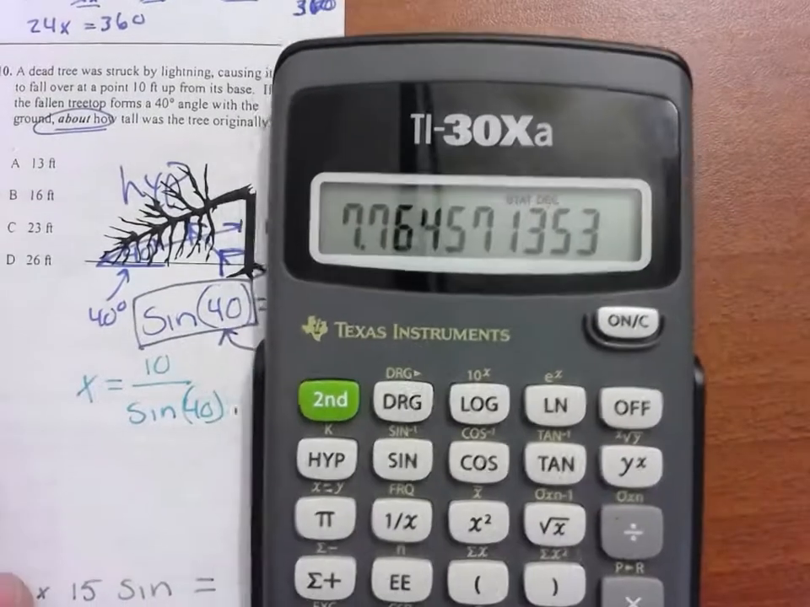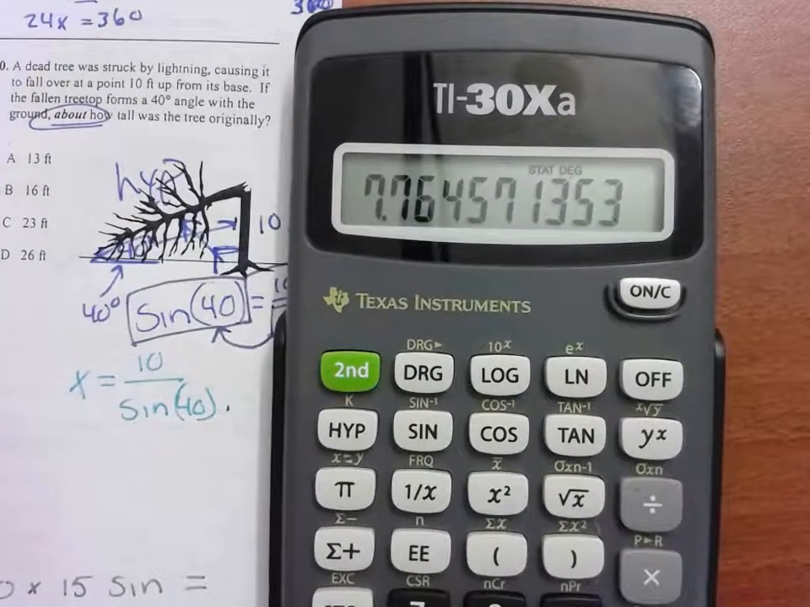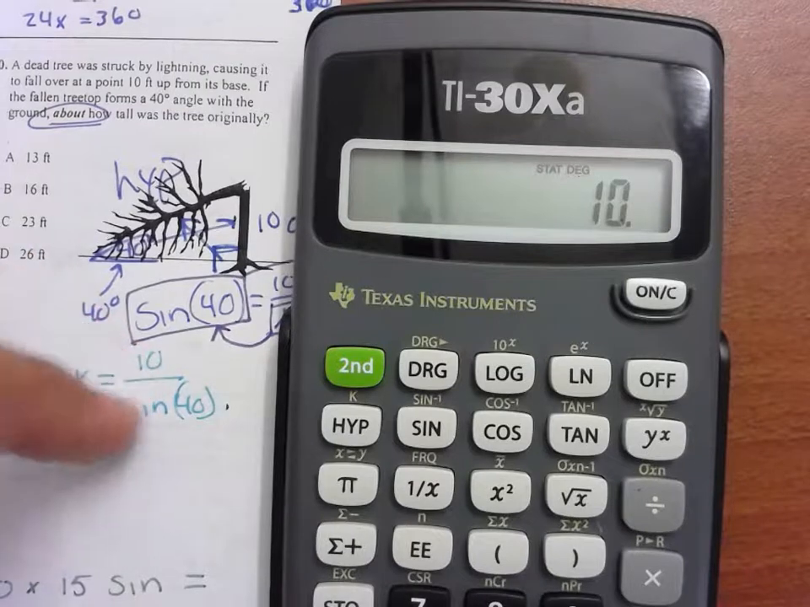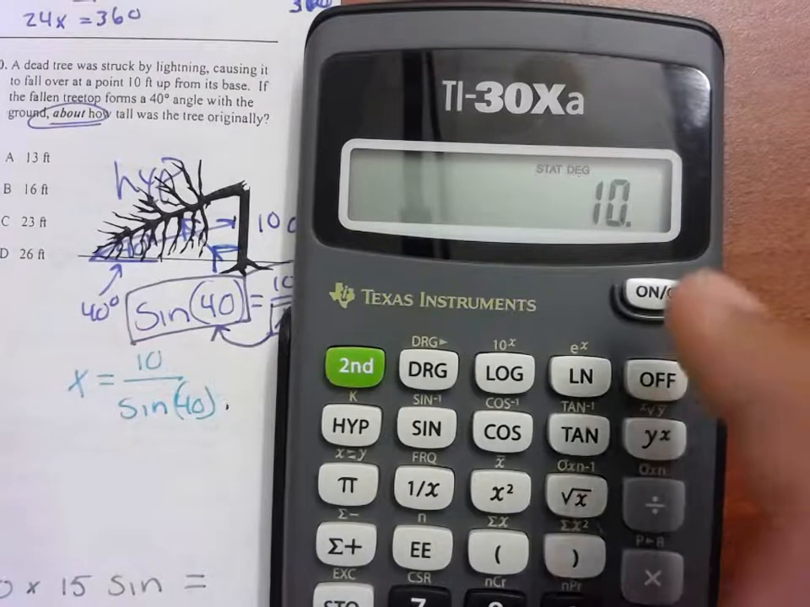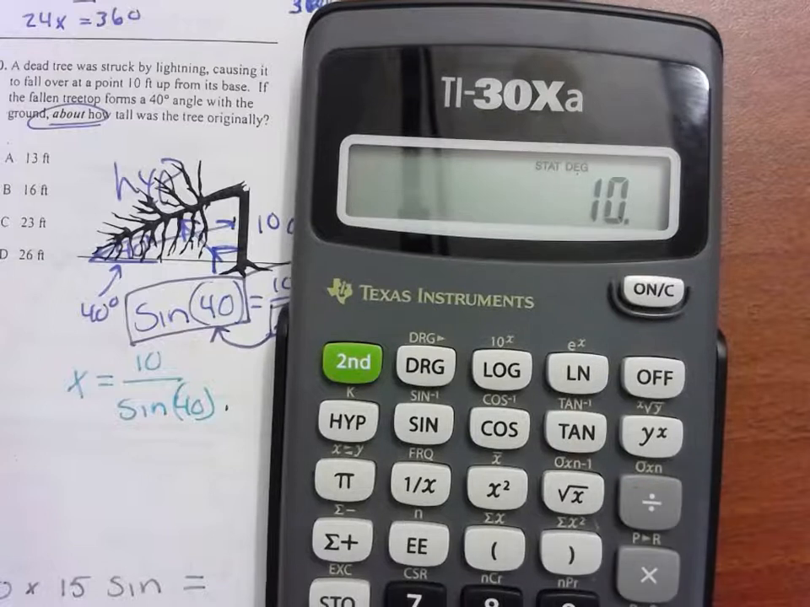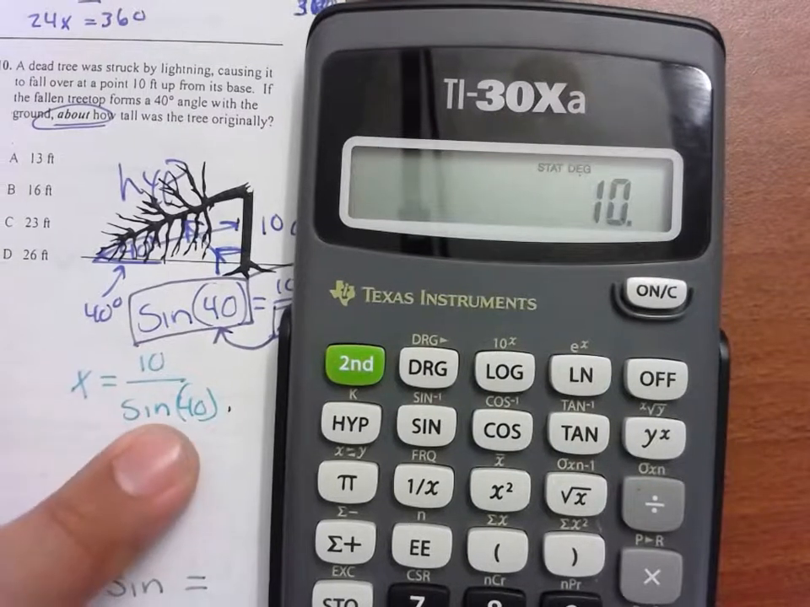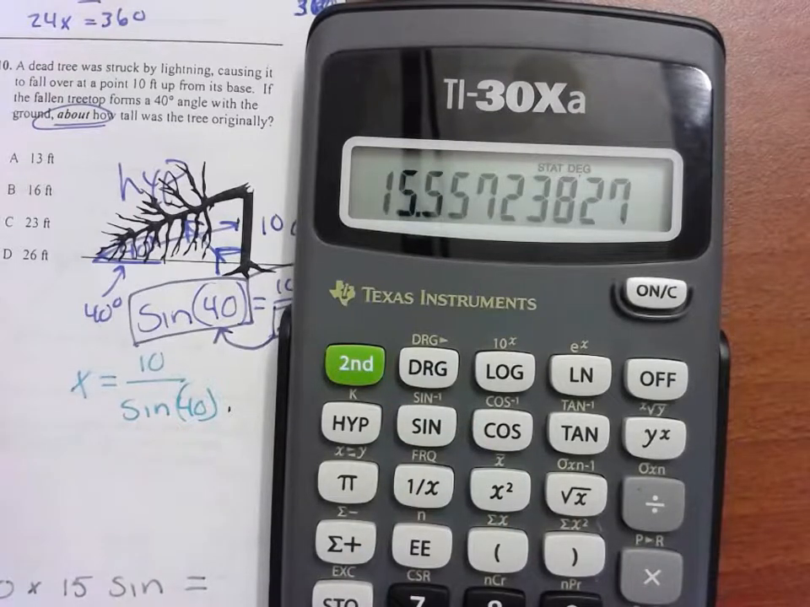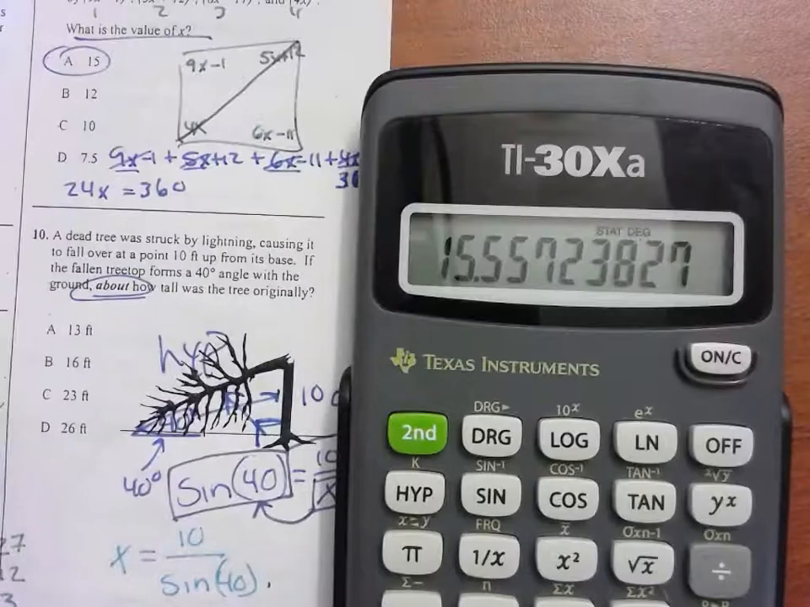Yes, but how are you going to type in the sine of 40? No, you do the problem in the correct order. So in the calculator, if you typed in a fraction, it would always be numerator divided by denominator. So it's 10 divided by sine 40, then equal. You have to round it. It said about 16 feet.